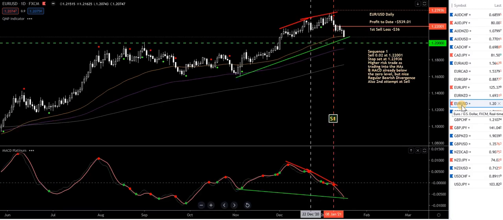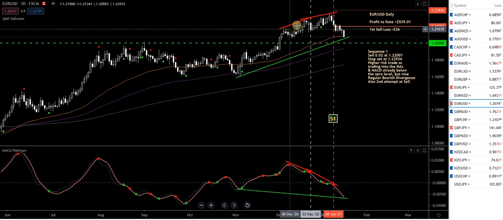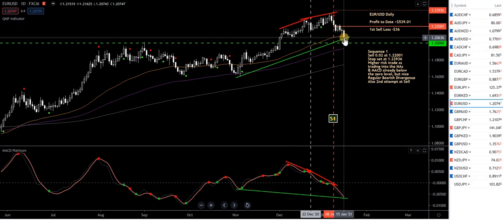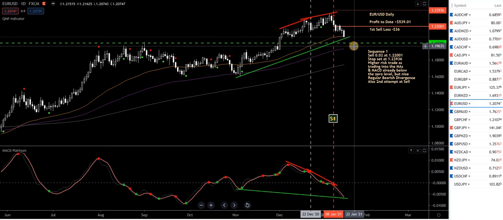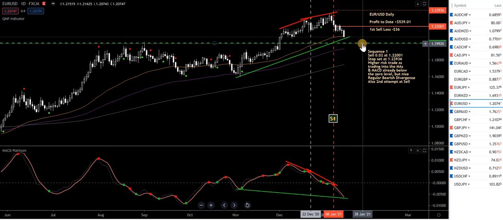Euro USD, it's highlighted in pink. It's a sell trade. This is my second attempt at it. The first one was here. Again, high risk into the trend. Closed it out, lost, and got a new one here. MACD's already well through the zero level, but there's a good divergence. Now we're at the 50 EMA, and we're getting close to this 1.2 big level.